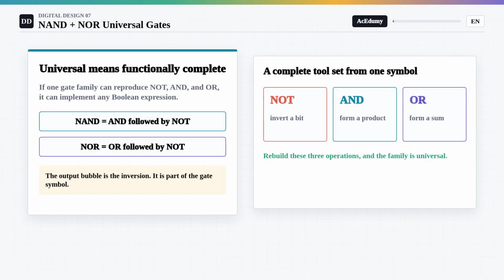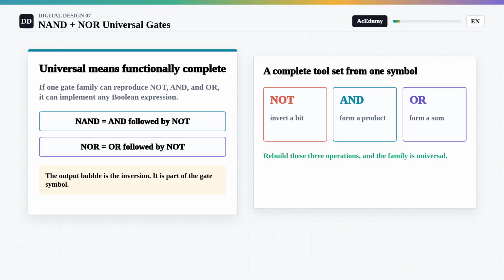A gate family is universal or functionally complete when it can build every Boolean function. We already know that NOT, AND, and OR can describe any Boolean expression. So the proof strategy is practical. Use one gate family to reconstruct those three operations.